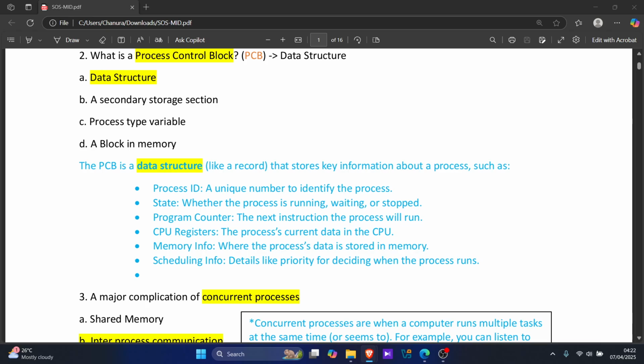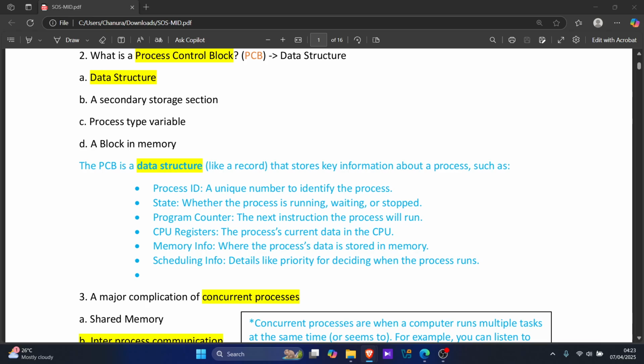Option B, secondary storage section. Secondary storage refers to things like disks, so the PCB isn't a section of secondary storage. Processes might be swapped out to secondary storage, but the PCB itself is in memory. So probably not B. Option C, process type variable. That terminology doesn't ring a bell. A variable in programming terms is a named storage location. While a PCB might be implemented as a struct or object in code, process type variable isn't a standard term. The PCB is more of a data structure than a variable.